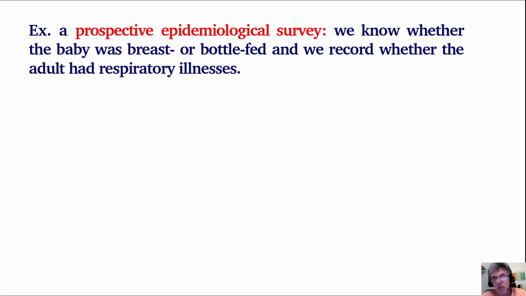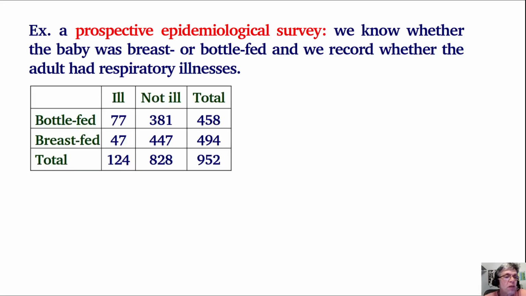This is very often used in epidemiology. This is a prospective epidemiological study in which we know whether a baby was either breastfed or bottle fed, and we record whether the adult had respiratory illnesses. So this amounts to a 2x2 table in which we have 952 people divided into groups, the bottle fed and the breastfed, and within each group, the number that were ill and the number that were not ill. This is a very simple 2x2 table.